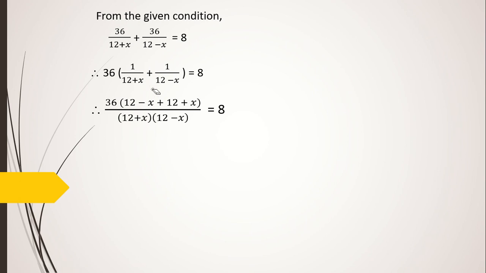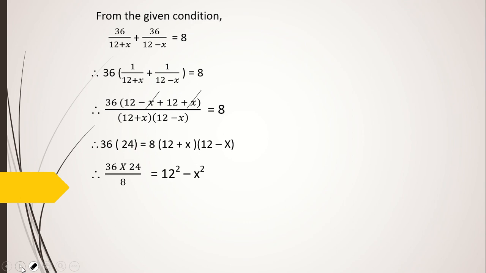Okay, now this minus x plus x gets cut. 12 plus 12 is 24. Okay, so that's 36 into 12 plus 12 is 24, and I have taken this part here with 8. Okay, now this is a plus b, a minus b, so we can directly use a square minus b square formula over there, and this 8 is brought down, so that is 12 square minus x square. Okay, so 144 minus x square.